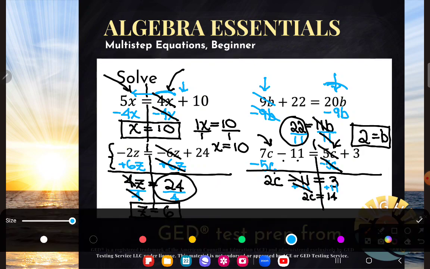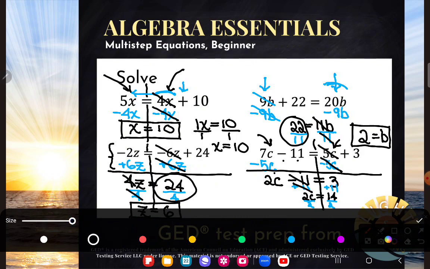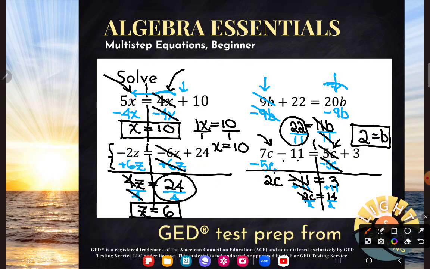Now this is almost done. C is almost alone, but I have this 2 multiplier. I'll divide away the 2 on both sides. And multiplying and dividing by 2 are opposites. They cancel. C is alone just like I wanted. And there's the math to do. 14 divided by 2 is 7. And so c would have to equal 7.